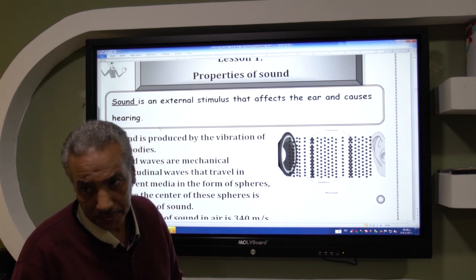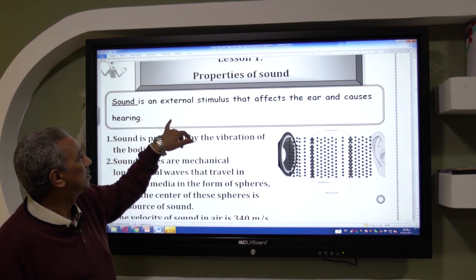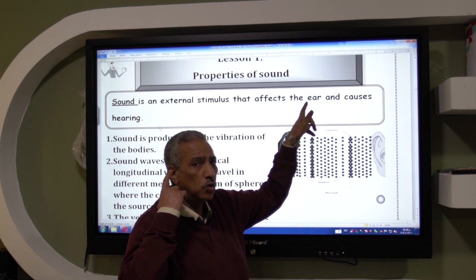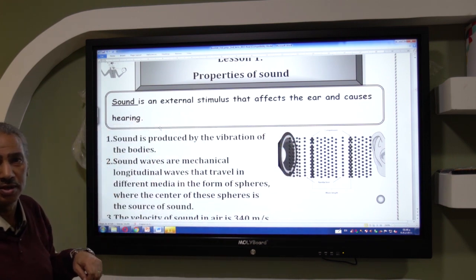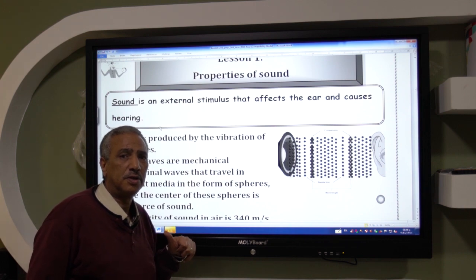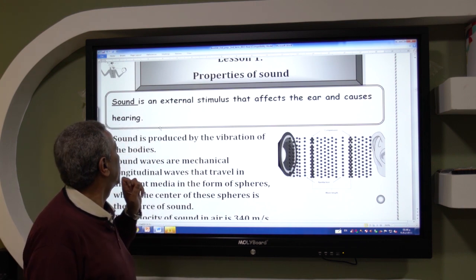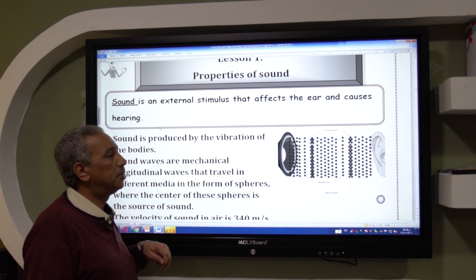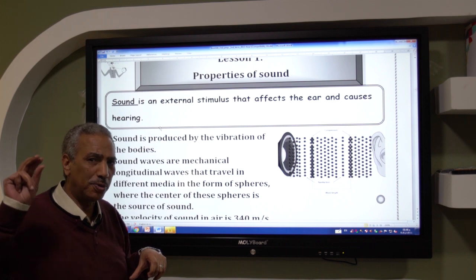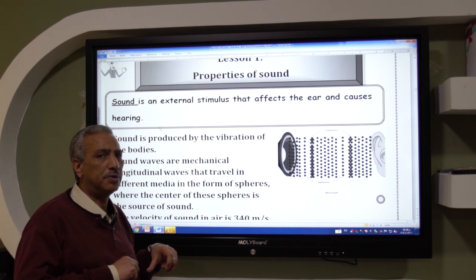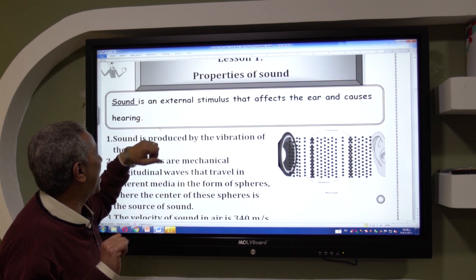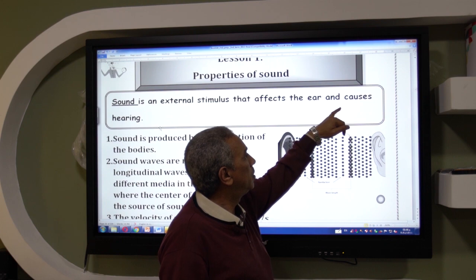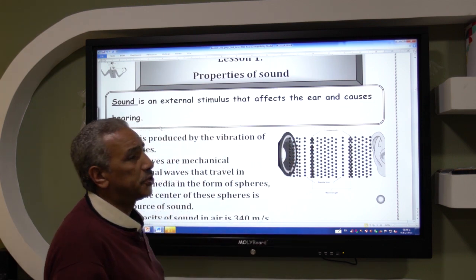Sound is an external factor, an external stimulus that affects the ear, causing the sense of hearing. That means the sound is the sense of hearing. Because of it, we can hear the sound around us, from its source to our ear. Again, it is an external stimulus or factor that affects the ear and causes the sense of hearing.